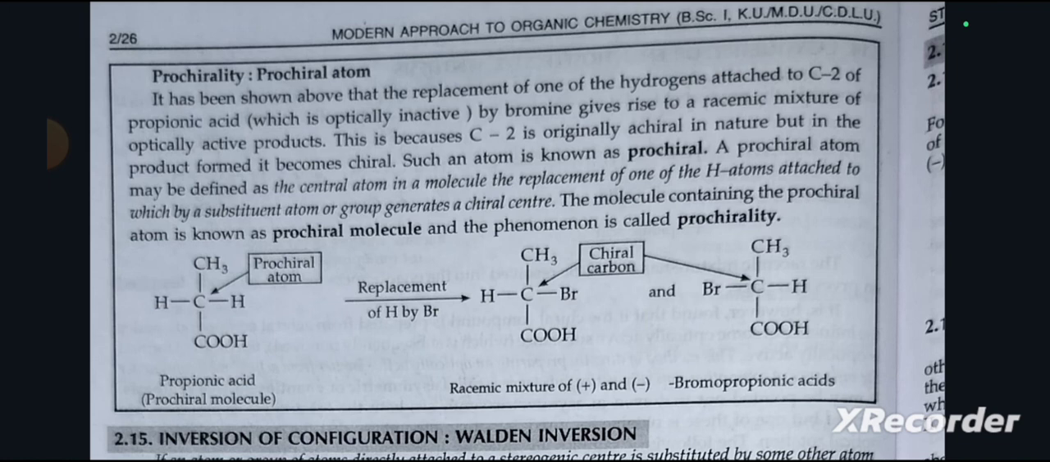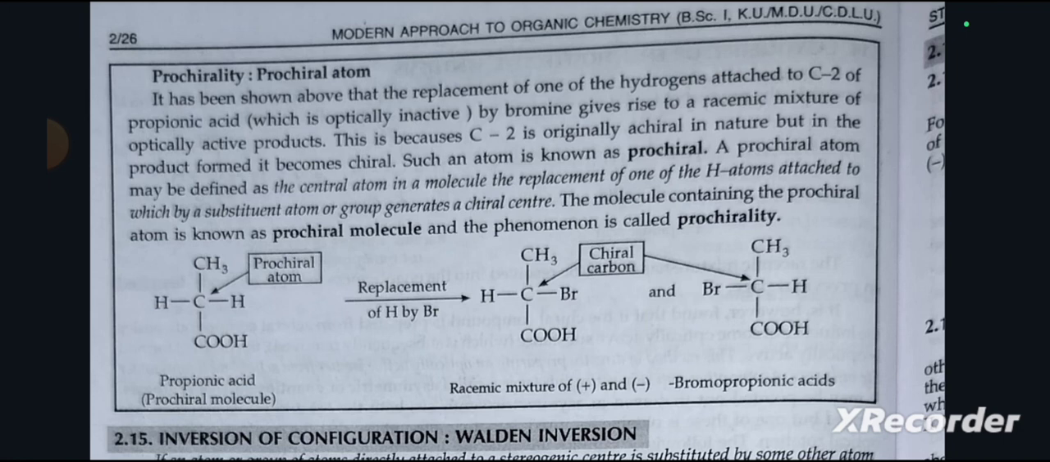Prochirality, prochiral atom. It has been shown above that the replacement of one of the hydrogens attached to C2 of propanoic acid, which is optically inactive, by bromine gives rise to a racemic mixture of optically active products. This is because C2 is originally achiral in nature, but in the product formed it becomes chiral. Such an atom is known as a prochiral atom.